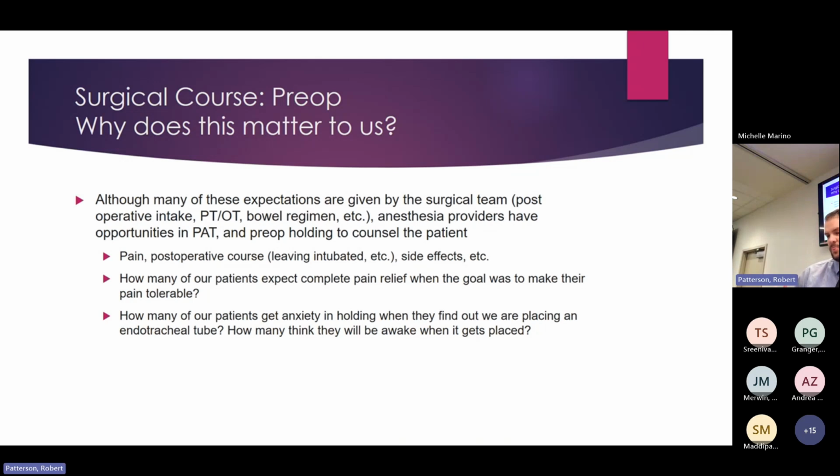So why does it matter to us? I feel like when I talk to patients in pre-op, you can see that there can be a lot of misunderstanding. Many patients sometimes expect to be absolutely pain-free, and it's explaining to them that the goal is actually to make the pain manageable, not absolutely pain-free. How many of our patients get anxious when they find out that they will be intubated for the procedure? And I've actually had a couple patients ask, am I going to be asleep for that? And in my head, it's like, well, yeah, but from their end, they don't know. And so for us, it's managing expectations and being able to explain clearly and offer them opportunities to ask us questions.